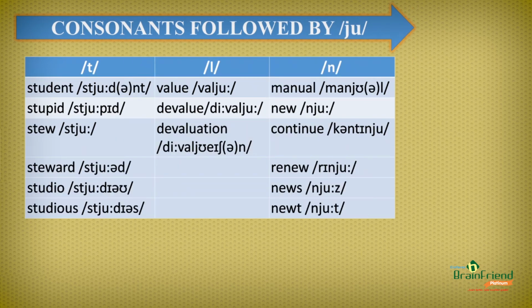Next, we have the t sound. We have student, stupid, stew, steward, studio, and studious. Next, we have the l sound with words like value, devalue, and devaluation. Also, we have the n sound. We have words like manual, new, continue, renew, news, and newt.